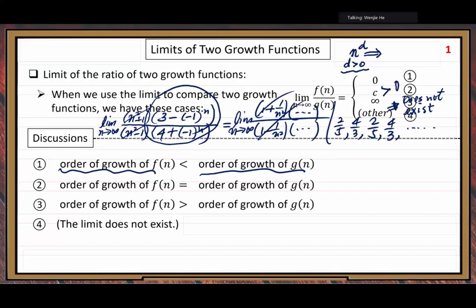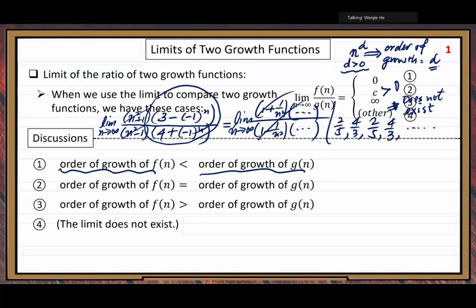For this power function, then the order of growth, we can easily get this order of growth. That's the d. Very simple way we can get this concept, order of growth.